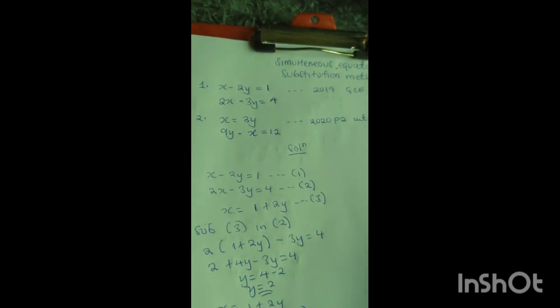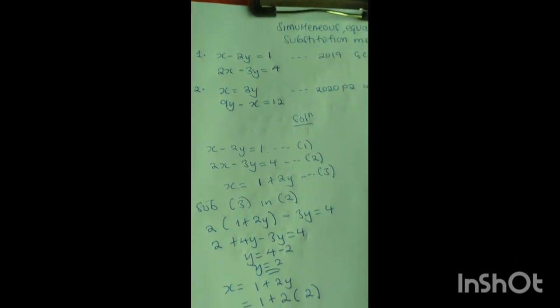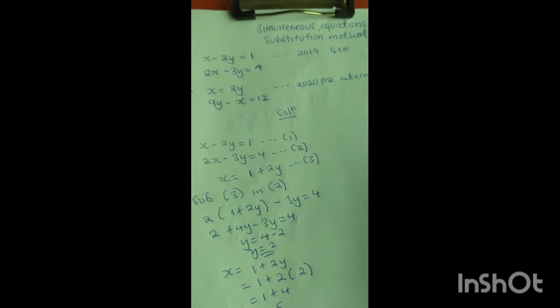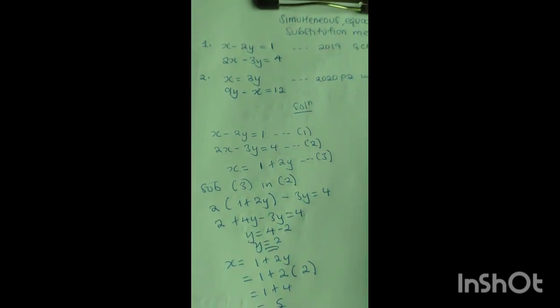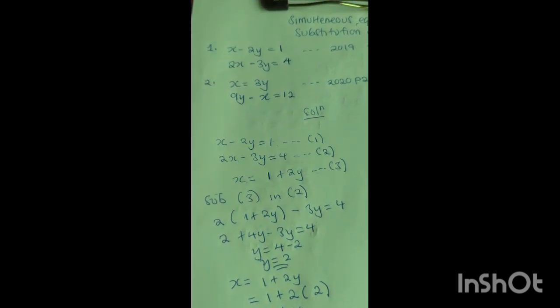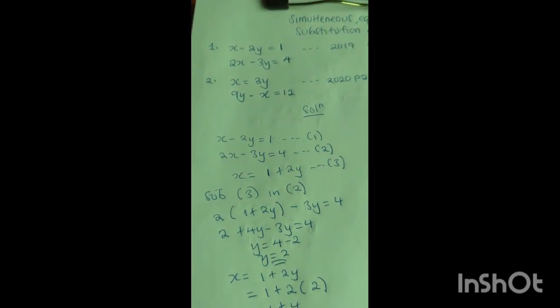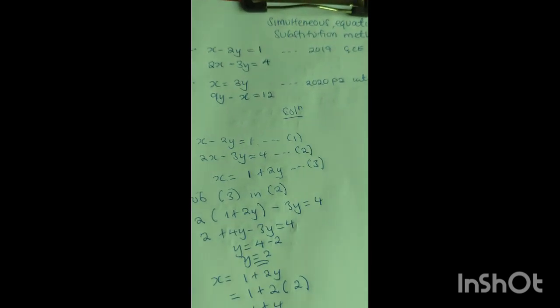There, 2020. So most students have complained about this question. So, oh madam, this question was hard. It wasn't. So look, question 2, x is equal to 3y, 9y minus x is equal to 12. This question actually you can use both elimination and substitution method.